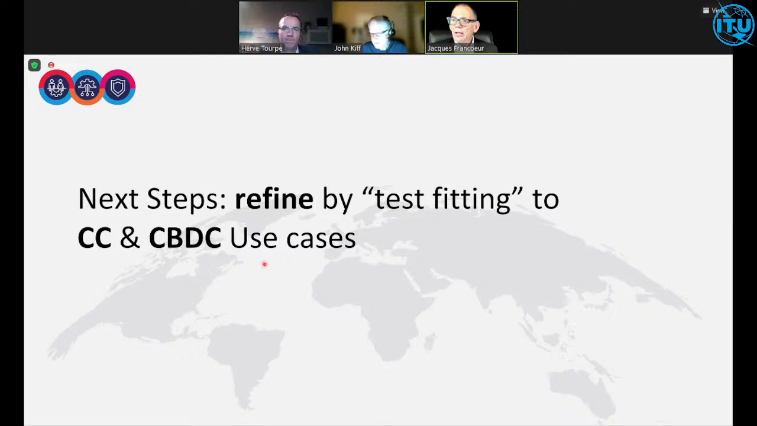So we have this ontology that's supposed to describe all digital types of currencies. Let's test it out. Let's take some purest cryptocurrency types and some purest CBDC types, and let's fit the ontology notion to both, and it will improve and inform the ontology in that process. So that's a refinement process.